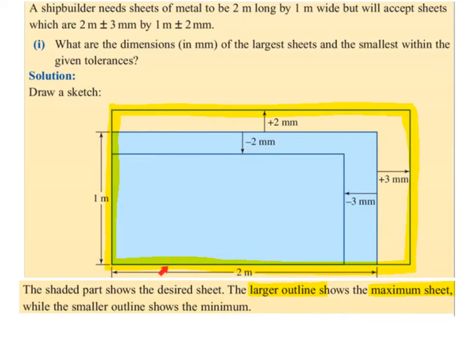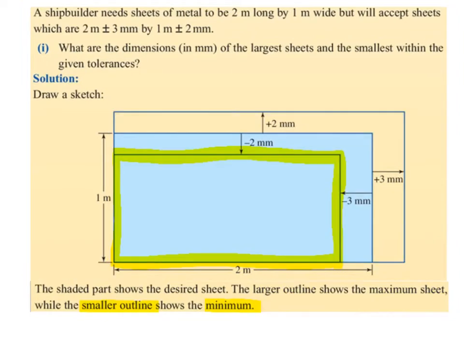So this is the size of the maximum sheet. Now let's have a look at the minimum sheet. So again, remember the shaded part shows the desired sheet, so the blue rectangle shows what we want. And now the smaller outline, which I've highlighted in yellow, shows the minimum sheet.